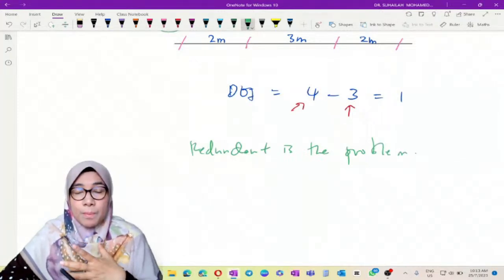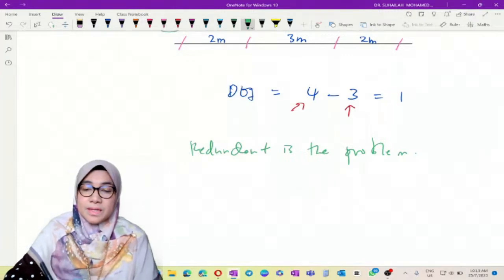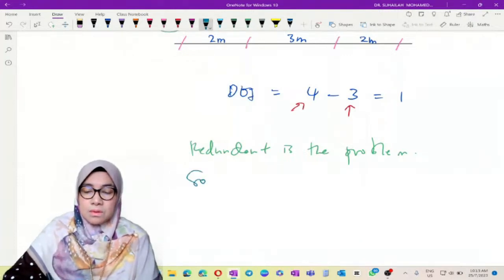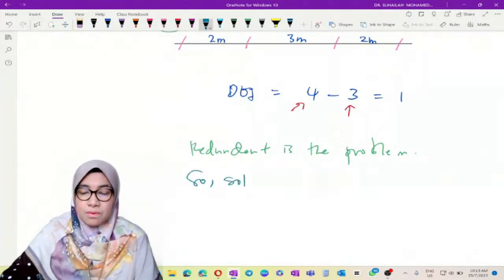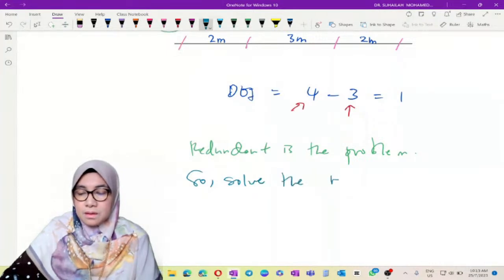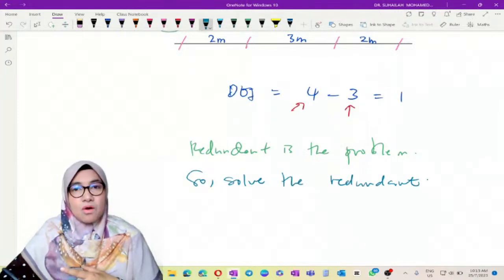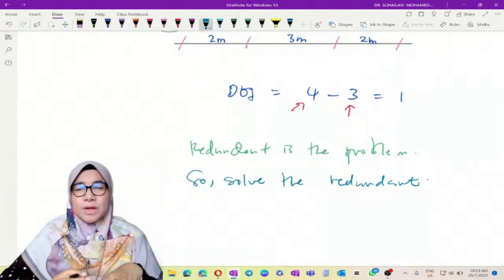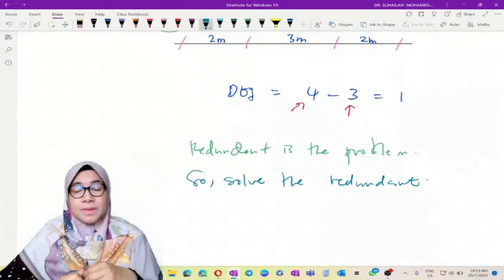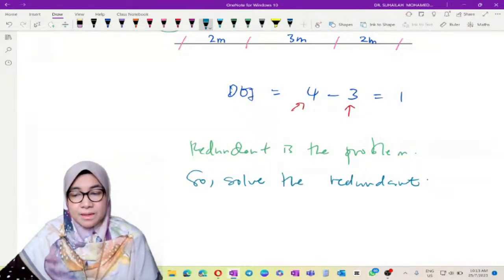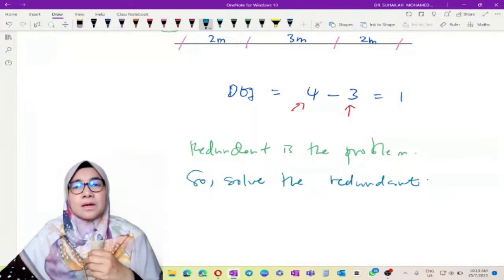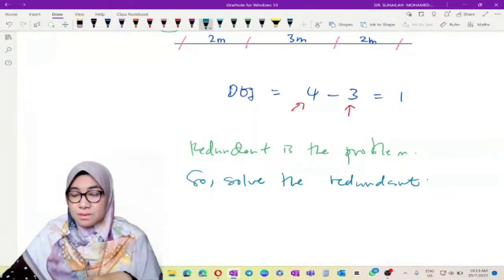Redundant is the problem, so we have to solve the redundant. How are we going to solve the redundant? Okay, we will solve the redundant using compatibility equation.